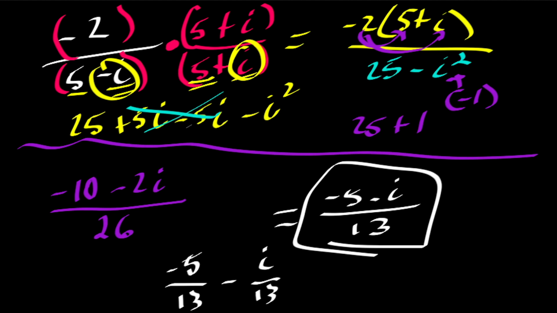So once again, when we have a binomial on the bottom, we're going to multiply by the complex conjugate to get rid of it. When we are multiplying just a monomial on the bottom, or a single term, we're going to multiply just by i to get rid of it. Let's look at one more just so you can see it.